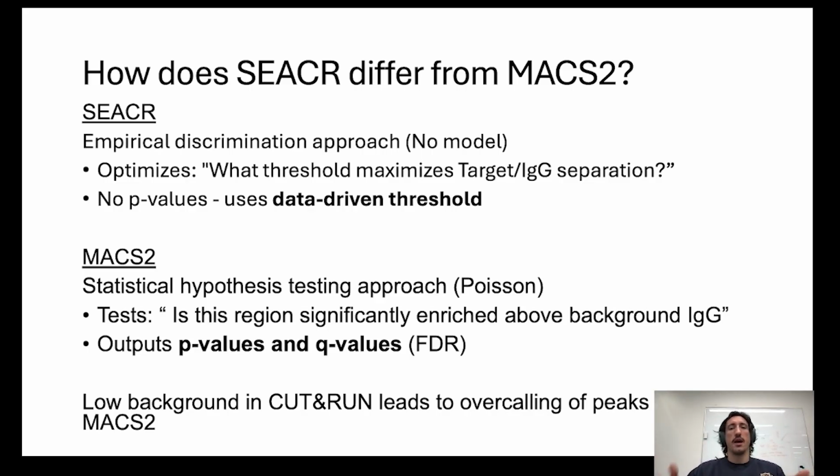There's just a couple reads that happen to be aligning there. And so Seeker doesn't really have this problem because it's requiring your target to be strongly enriched over the IgG, not just statistically different from a near background of zero. So that's why we use Seeker for cut and run instead of Max 2.